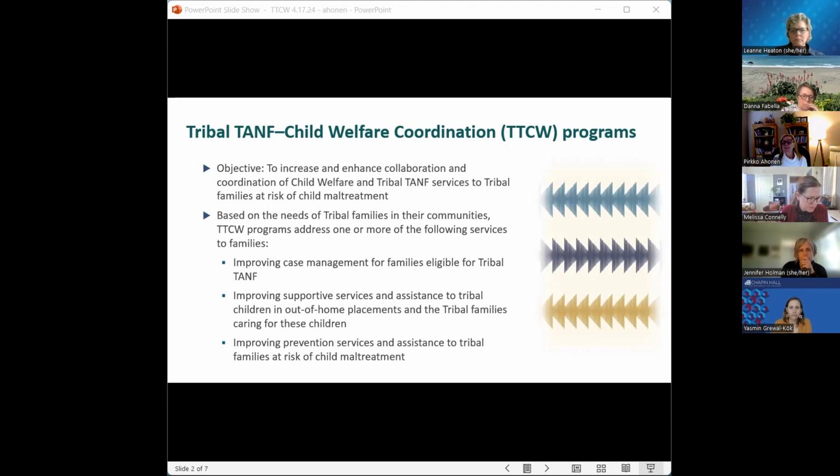As an aside, it looks like the two tribes that are part of this learning collaborative have both been involved with the TTCW grants. The Chippewa Cree tribe of the Rocky Boy's Reservation had a TTCW program as part of the 2011 grants, and again as part of the 2015 grants. And the Pascua Yaqui tribe was part of the 2015 grants, and they're also part of the current 2020 grants.